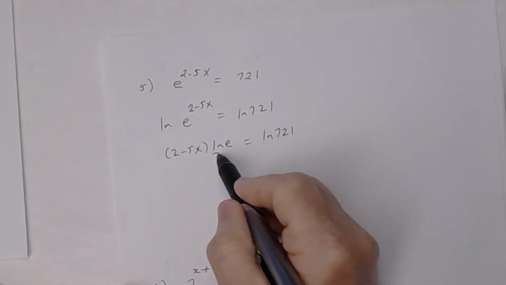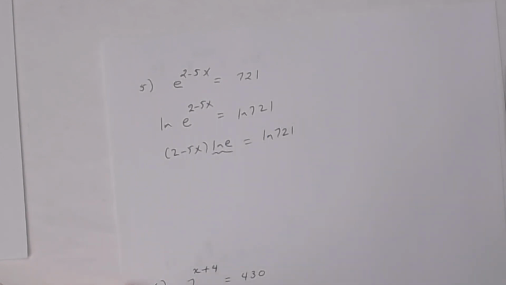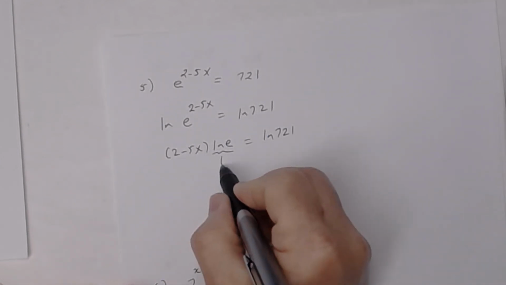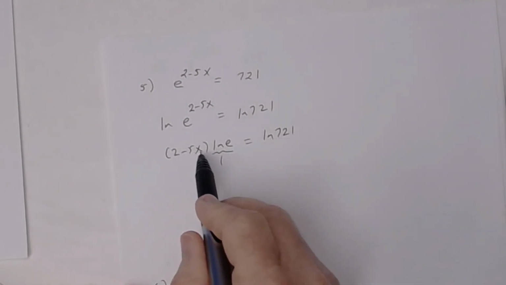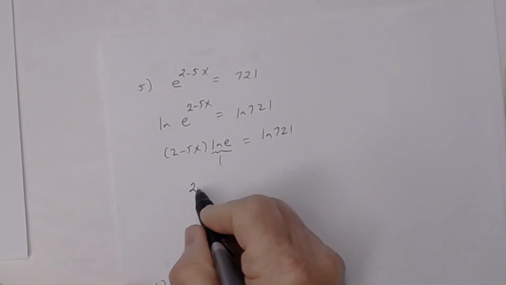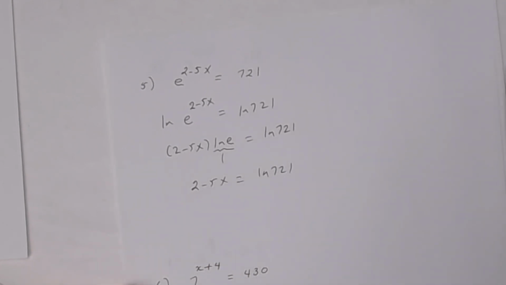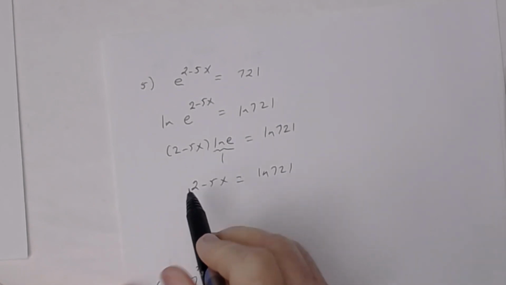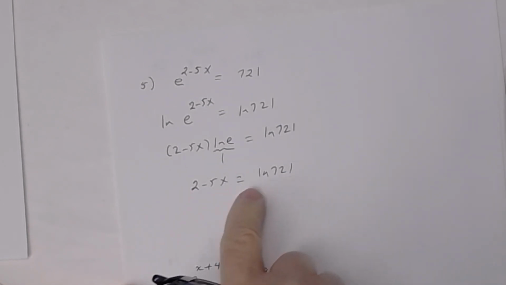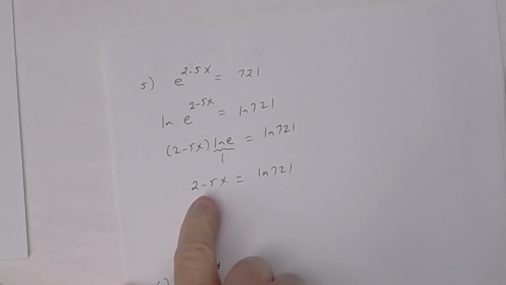We all know what the natural log of e is. The natural log of e is 1. So 2 minus 5x times 1 is 2 minus 5x. Equal the natural log of 721. And then you notice you have this linear equation here. So you're going to get x by itself.